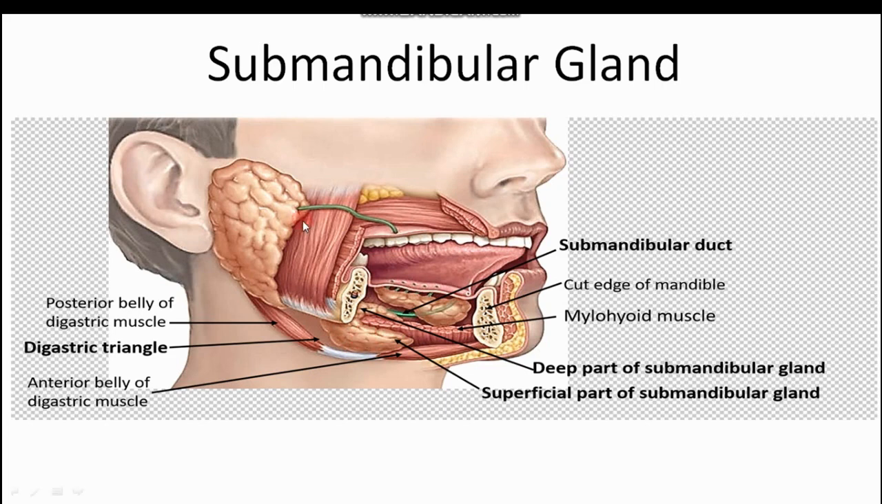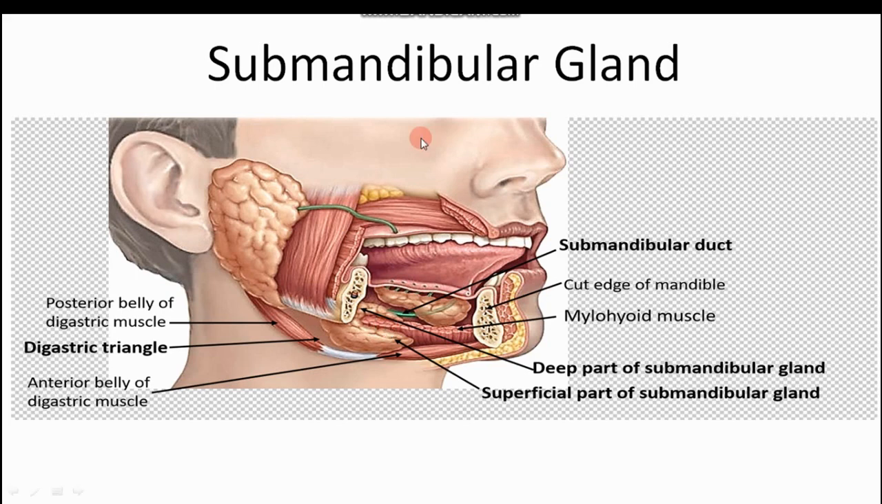I will show you where the surfaces are. First, see this surface: this is the inferior surface. The surface facing toward the mandible is the lateral surface, and the surface facing medially is the medial surface. And this is the deep surface, which is facing toward the mylohyoid muscle.